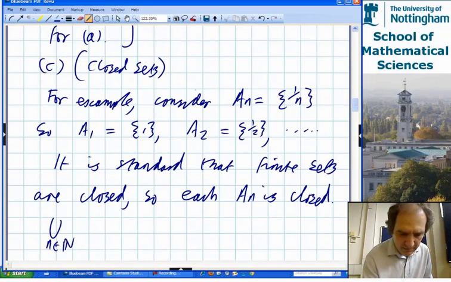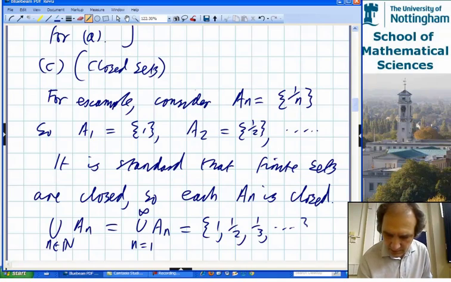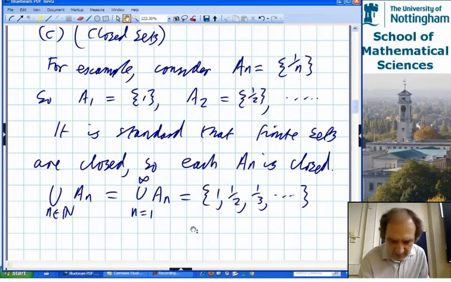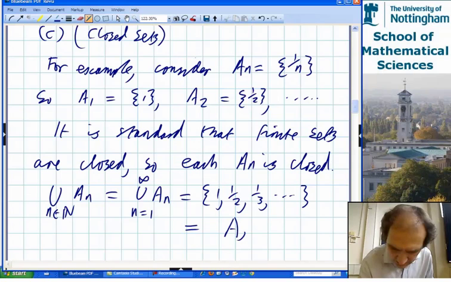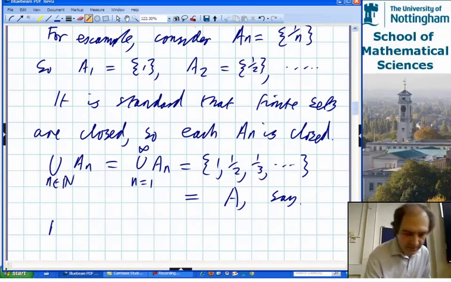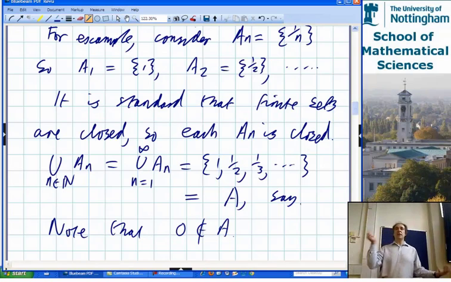So the union over all natural numbers of the A_n, which is the union from n equals 1 to infinity of A_n, is {1, 1/2, 1/3, and so on}. But note that 0 is not in this union. Let's call it A, and we note that 0 is not in A. Remember, to be in the union, you have to be in at least one of the sets. And of course, 0 is not in any of the sets we looked at, because we're only looking at sets A_n where n goes over the natural numbers. We're not dividing by infinity at any stage. So A has got all these points in, 1, 1/2, 1/3, 1/4, but it doesn't have 0 in it.